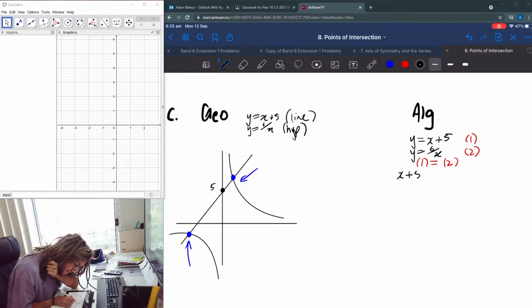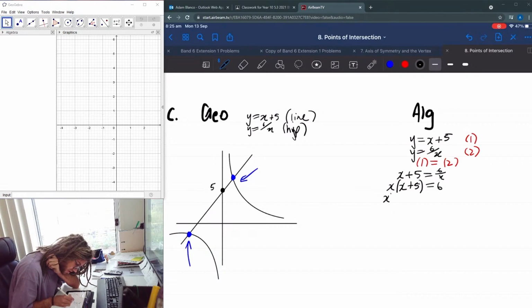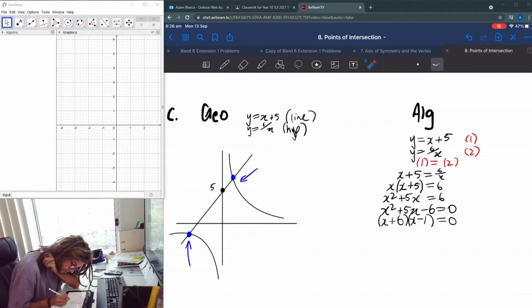So then I've got x plus 5 equals 6 on x. So then I'll times the x up. So then that's x squared plus 5x. Actually, I'll put that in brackets. So x outside of x plus 5 equals 6. So then that's x squared plus 5x equals 6. And then x squared plus 5x minus 6 equals 0. Then I can factorize that as x plus 6, x minus 1 equals 0. Let me check that. 6 minus 1 is 5. 6 times minus 1 is minus 6. Good. That means x equals minus 6 or 1.